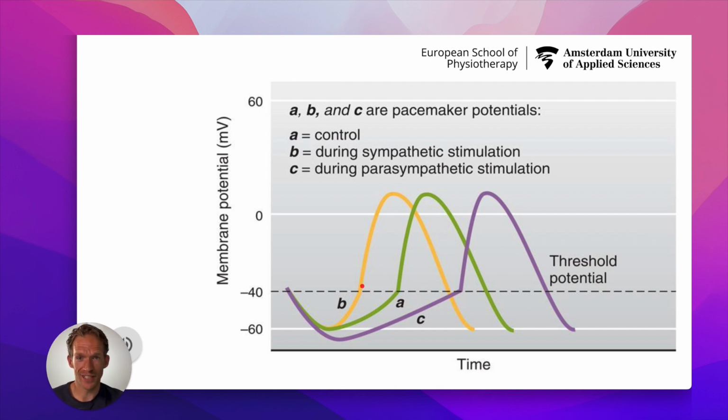The opposite happens if you look at sympathetic input, where you see here that the yellow line represents faster leakage of ions, and that will cause the depolarization to occur faster. And then again, the next depolarization is also expected to be faster, and that will cause the overall heart rate to increase.